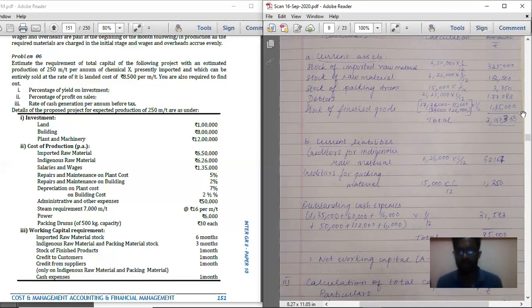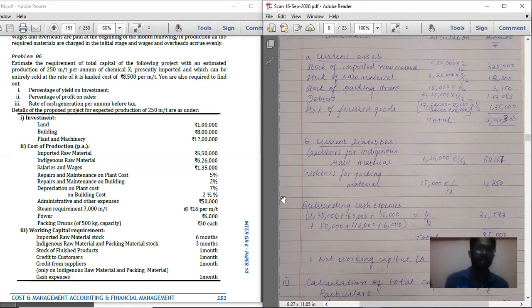Below that, capital B, current liabilities. Under capital B, current liabilities, record creditors for indigenous raw material. See here, there are three materials: imported raw material, indigenous raw material, and packing drums. But the credit from suppliers is available only on indigenous raw material and packing material. For imported raw material, there is no credit supply. So creditors for indigenous raw material.